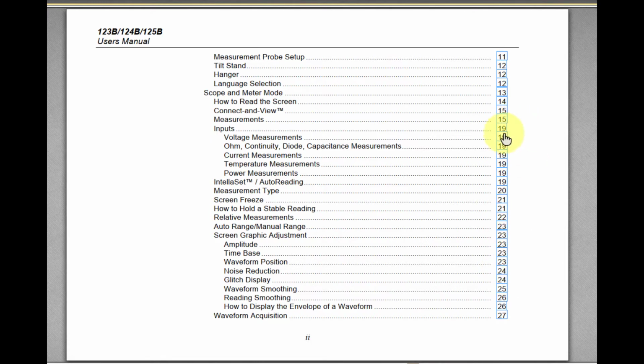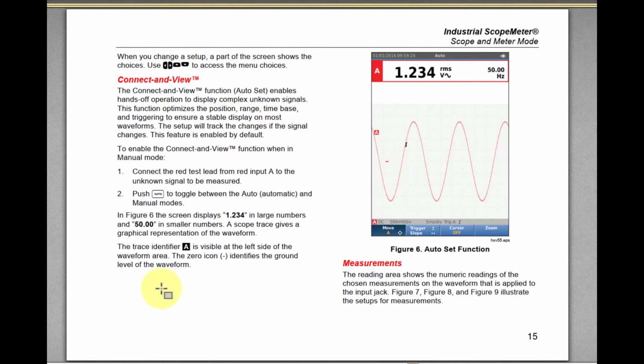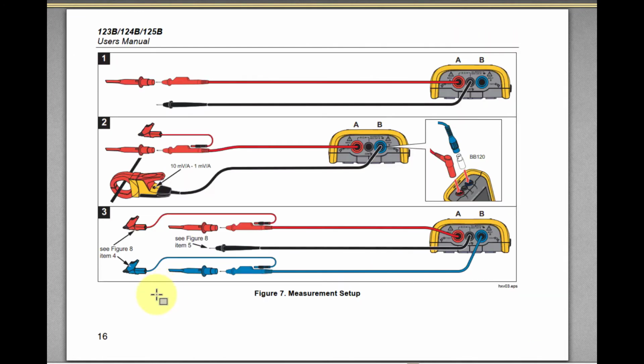Excuse me for 1 second, I think it's on page 16 or thereabouts on measurements. So the setup I am going to use is setup number 2, and there will be a voltage probe on channel A and a current probe on channel B.